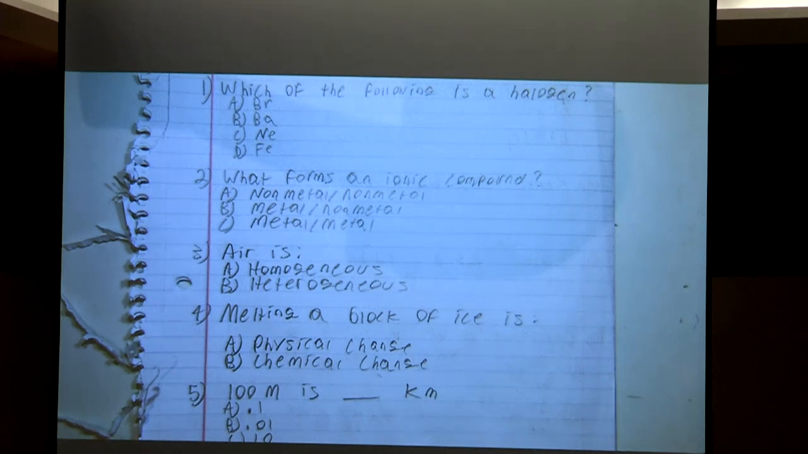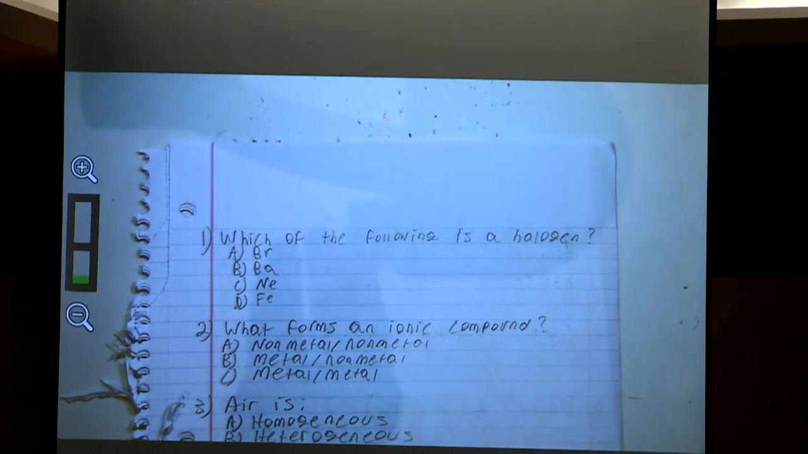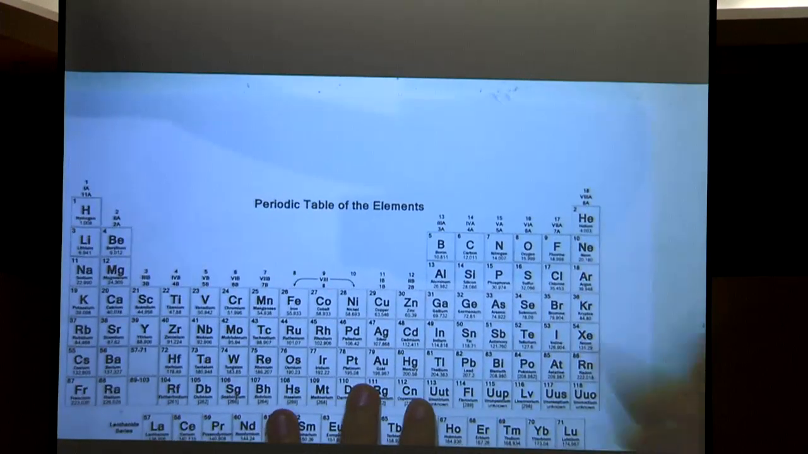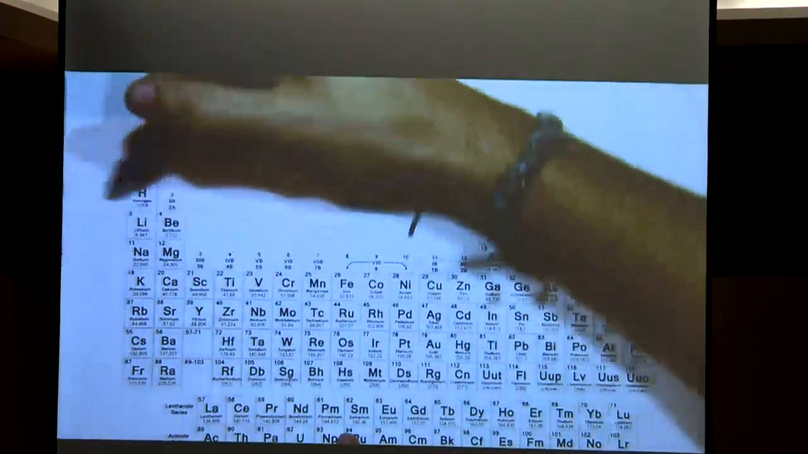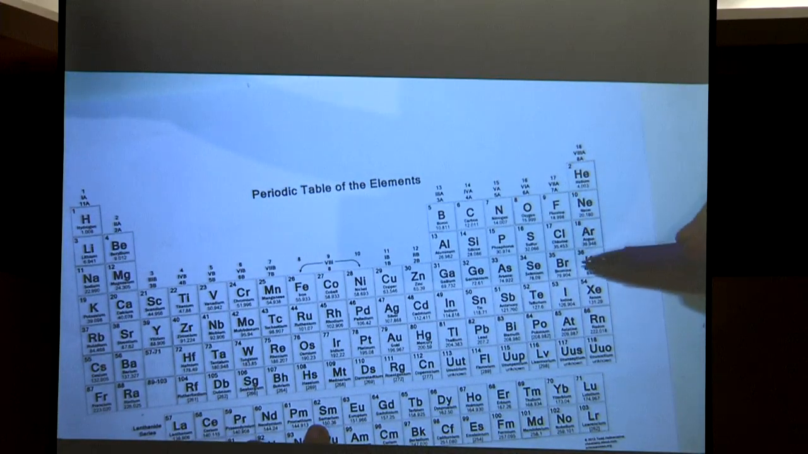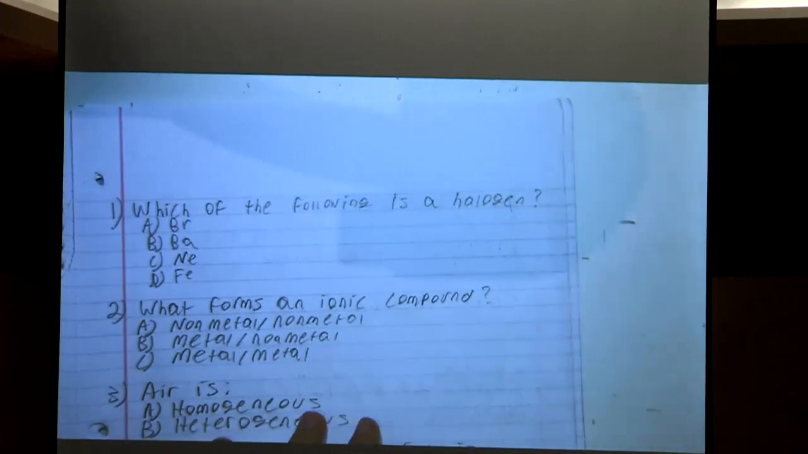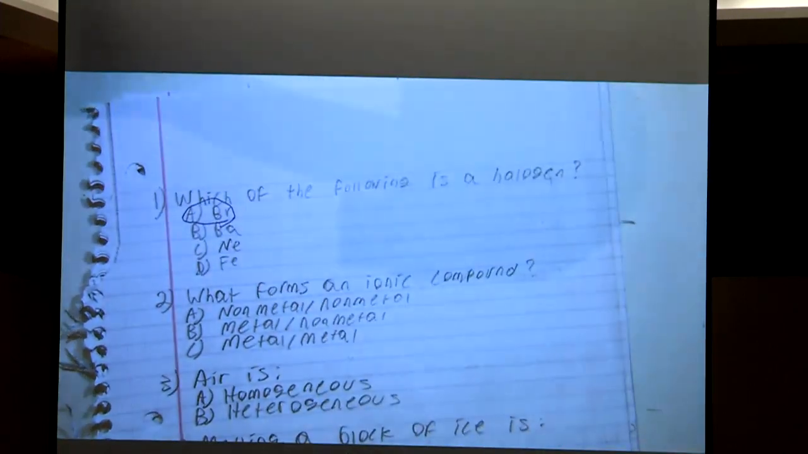Okay. All right, so question number 1, which of the following is a halogen? What group of the periodic table are halogens? Group 7, right? So if we pull out our periodic table, remember groups are vertical and periods are horizontal. So group 7 is the halogens. So F, Cl, Br, I. And we've got bromine. That is a halogen.